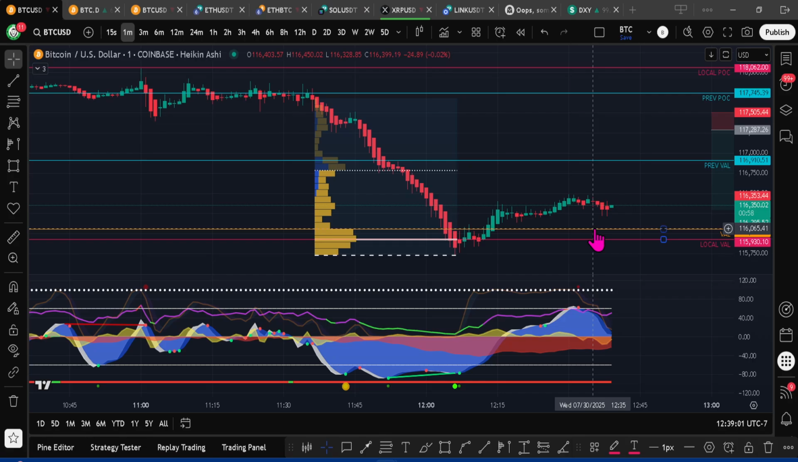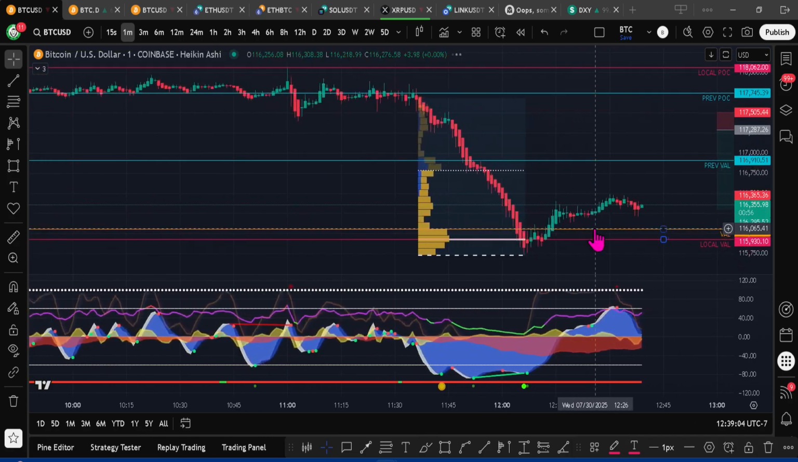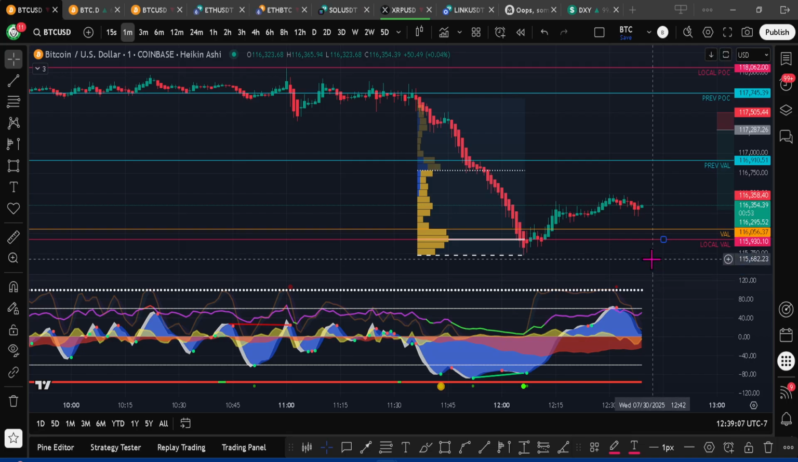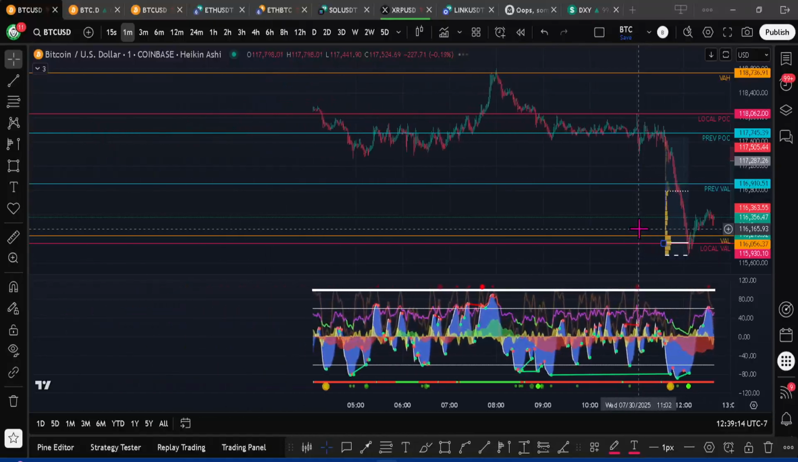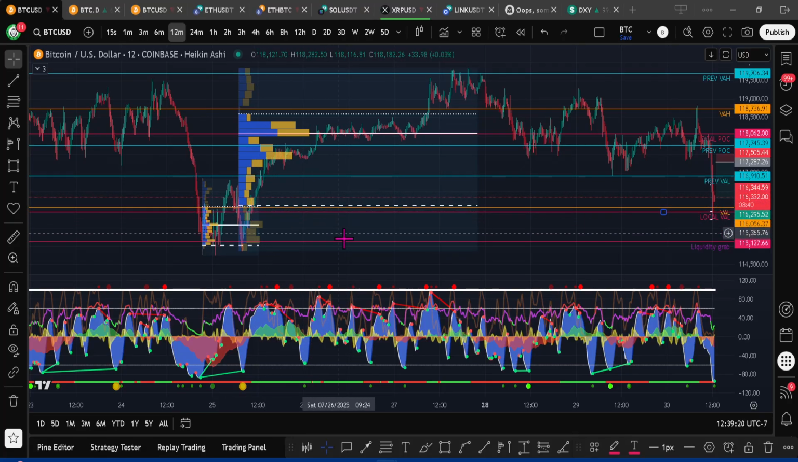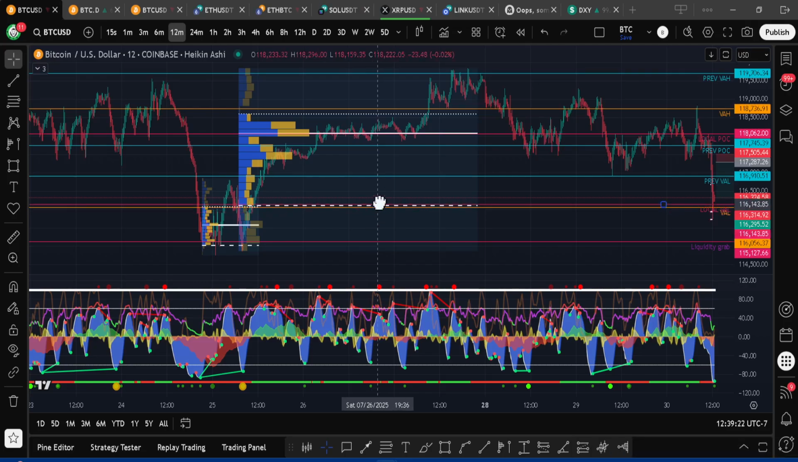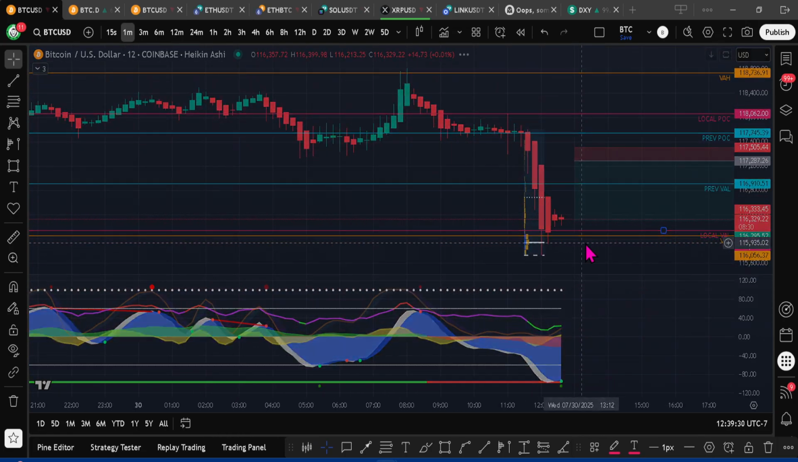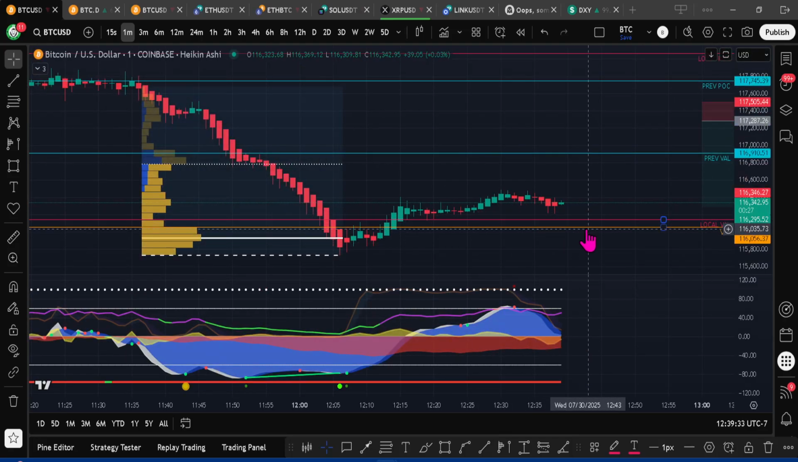I wonder why I have it right there. Usually I use the green for that. So we called that, obviously, that's why 12-minute. We'll call it local liquidity grab. You can use this immediate value point of control as your stop loss level.